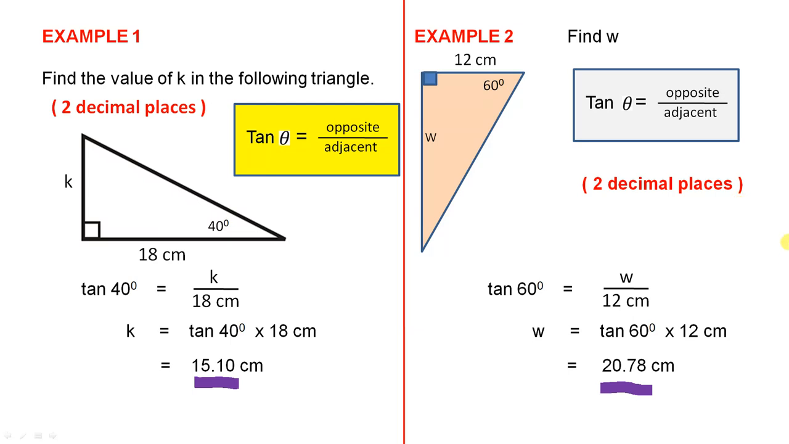So this video has introduced us to the tan ratio, and we've seen that tan theta is opposite over adjacent, and we've used 2 examples to show us exactly how the tan ratio is used to find an unknown side.